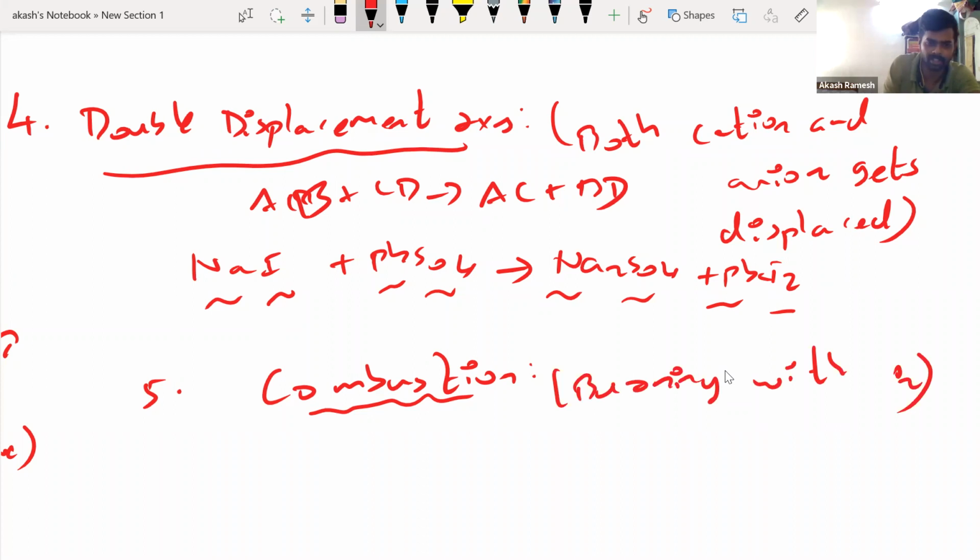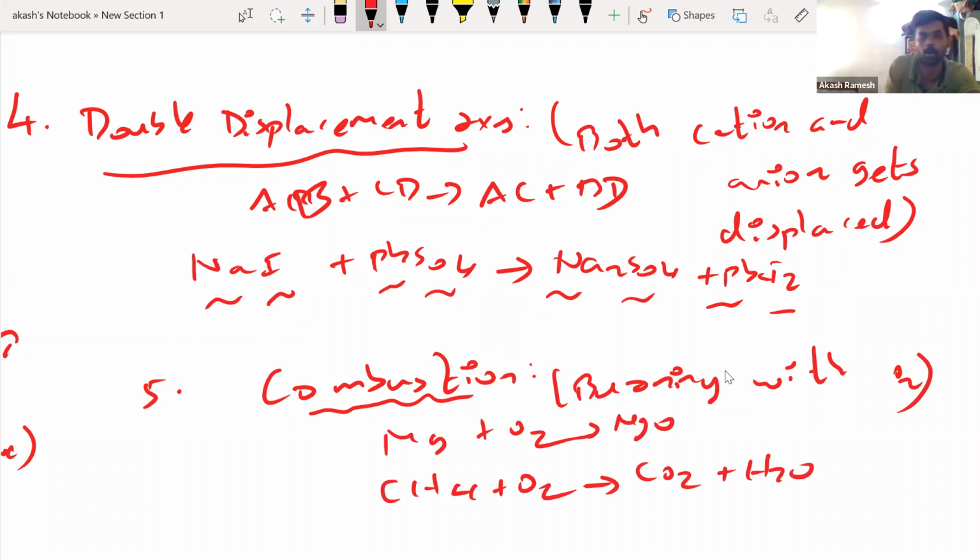So you can have so many reactions happening. Say I can have Mg plus O2 giving MgO is a combustion reaction. Say I have methane burning in oxygen to form CO2 and H2O. All these are combustion reactions. So the moment you see oxygen in the reactant side, all of them will be combustion reactions.